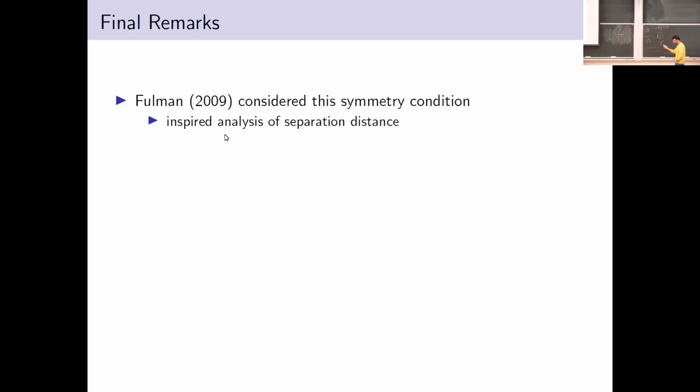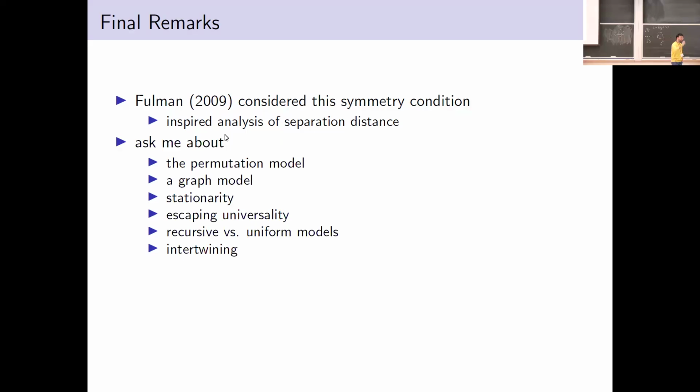The other final comment, there's a ton of things I could talk about on a number of points here. Maybe the last 2 points I'll emphasize: very nice comments on recursive and uniform models related to this. And then the probabilistic notion of intertwining is deeply connected to this framework, actually.